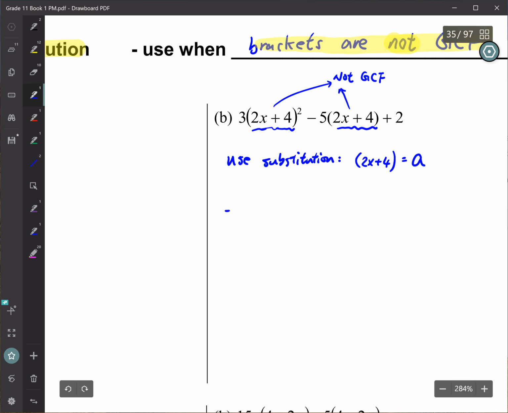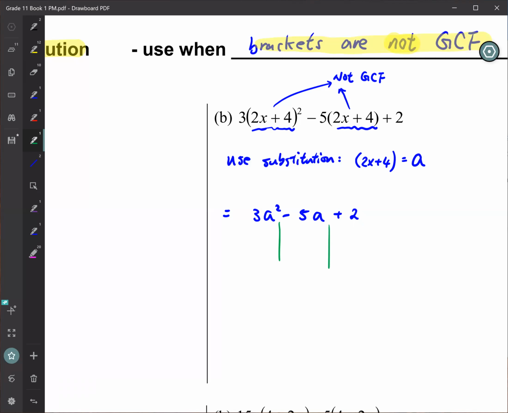So now the question should look like what? Ivy? If I replace it, what does the question look like? 3a squared minus 5a plus 2. Okay, so now it looks like something we are more familiar with. So which method should we use to factor this now? Marcus? Cross multiply maybe. Yeah, looks like that. 3 terms. So please try this. Everyone try it. After you cross multiply, can you raise your hand?